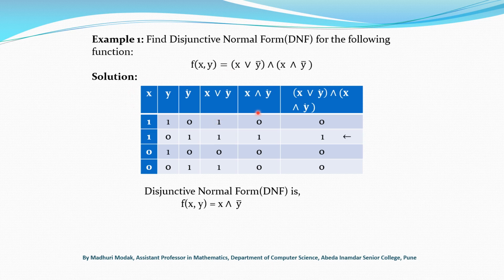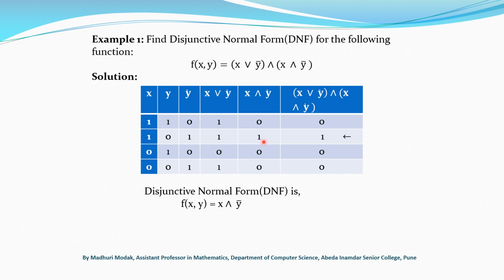So we prepare the table representing values of this function. As there are two variables x and y, there will be 4 rows in the table. And we consider columns on the right side, that is x, y, y bar, x join y bar, x meet y bar, and then x join y bar meet x meet y bar. Now while writing the DNF, we consider only 1 in the last column of that table. Now by definition, DNF is nothing but join of min terms. So every min term is nothing but meet of the variable or their complement.